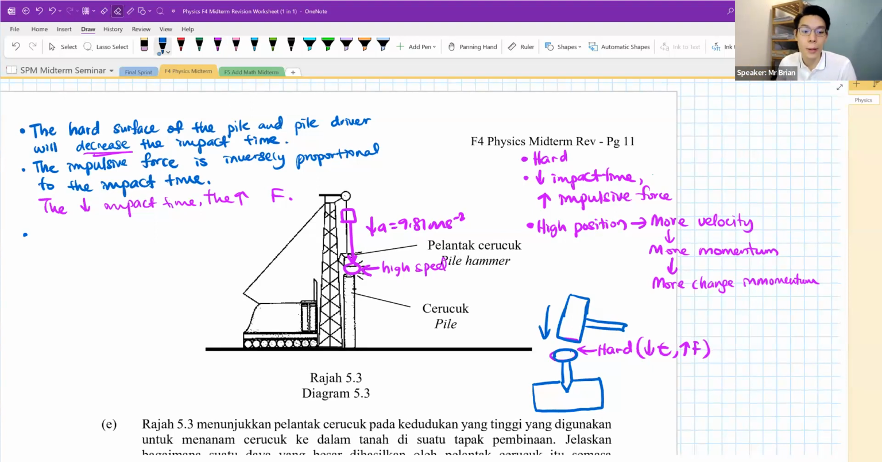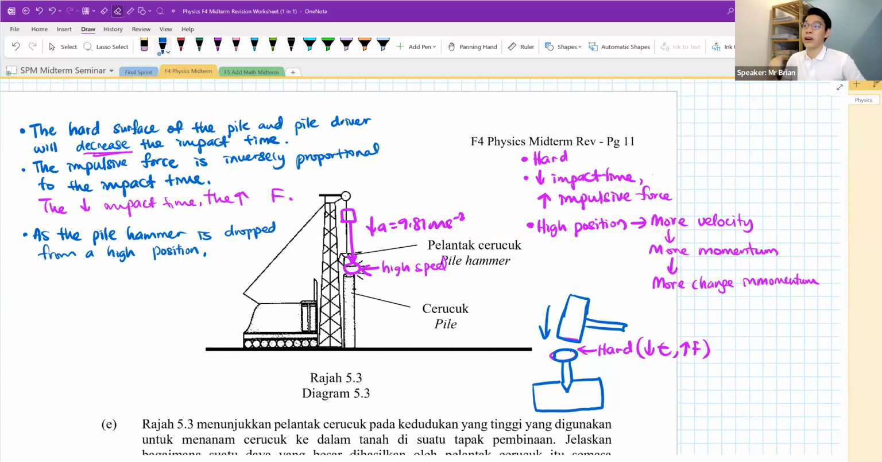And then my next point: as the pile driver or pile hammer is dropped from a high position, it will also create more momentum. If you are faster, you have more momentum, right? Drop from a high position, the velocity and change in momentum are greater.